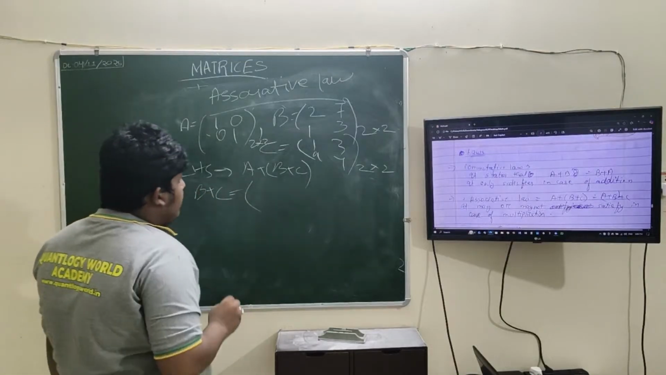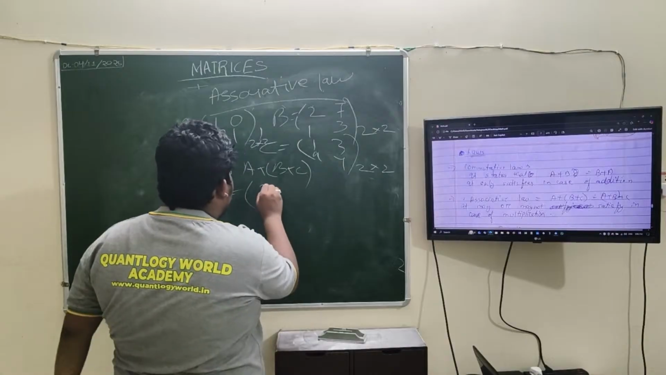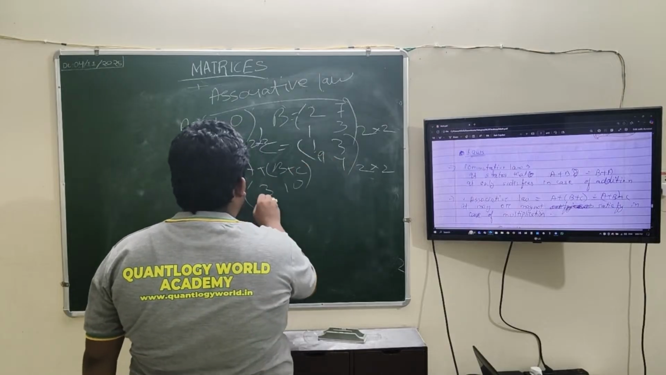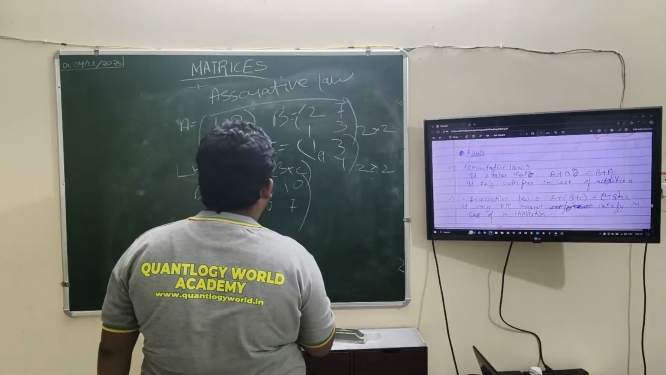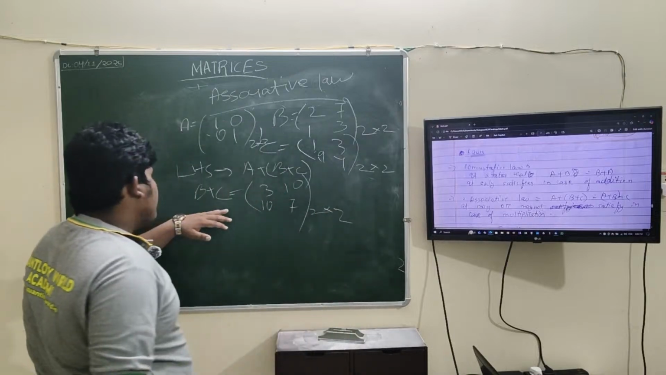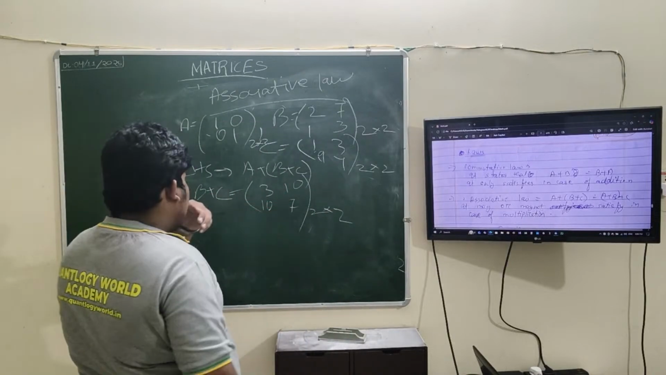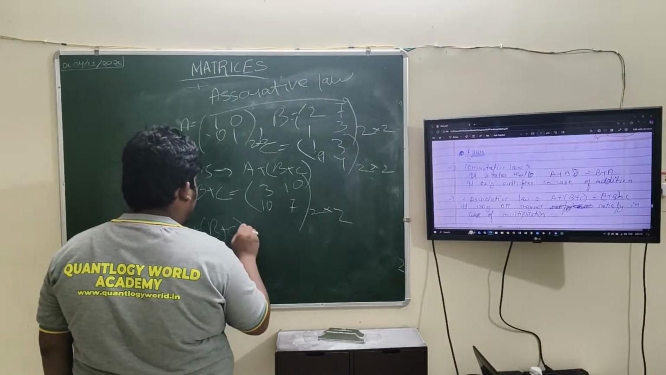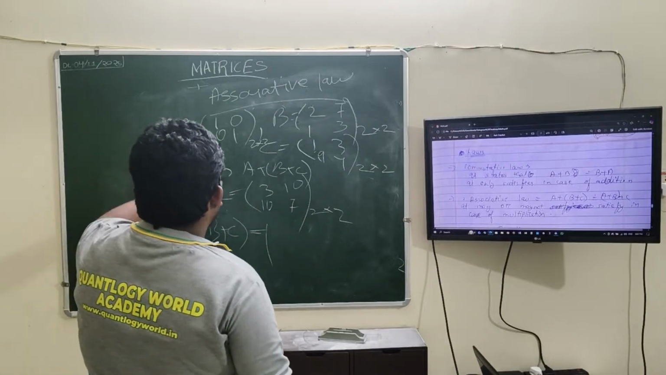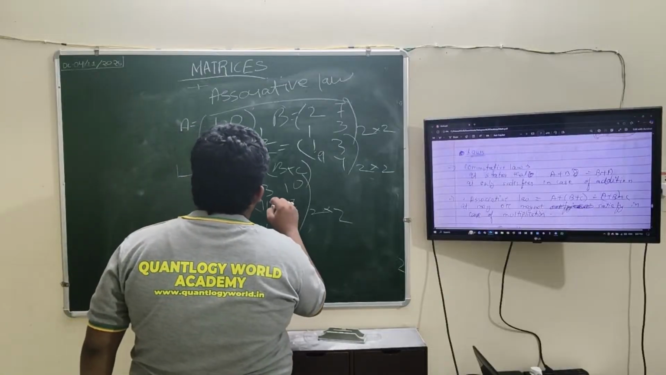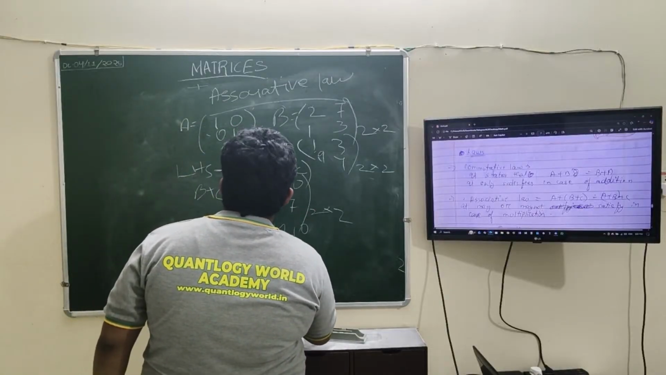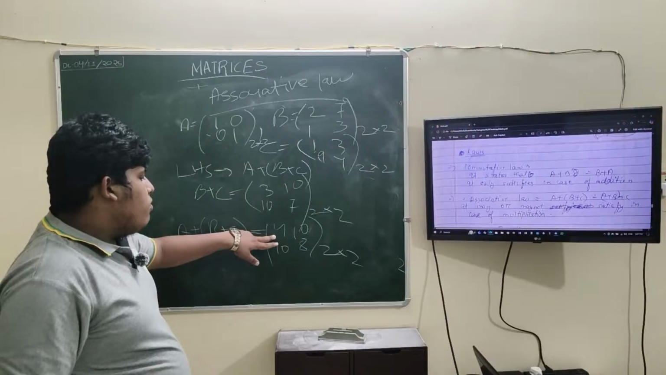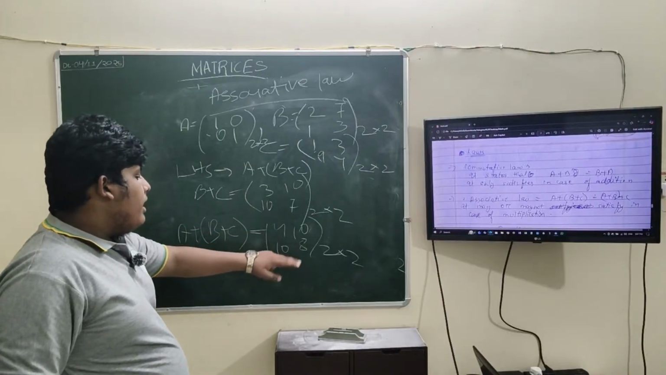B plus C is 2 plus 1 is 3, 7 plus 3 is 10, 1 plus 9 is 10, and 3 plus 4 is 7. So B plus C is 3 10 10 and 7. Next we will add A to B plus C. If you add A to B plus C, then 3 plus 1 is 4, 0 plus 10 is 10, 0 plus 10 is 10, and 1 plus 7 is 8. This is the resulting answer of LHS, which is 4 10 10 and 8.